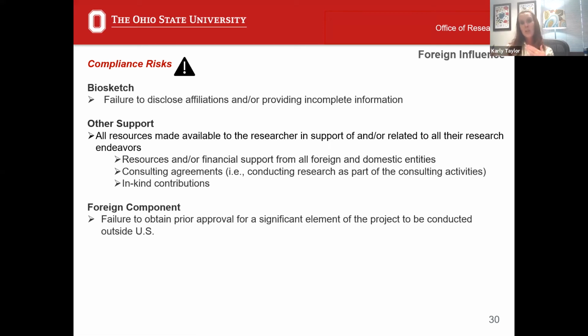And note, just because you have a conversation with a federal agency about doing work outside of the US, that doesn't mean it's approved. You have to get approval, written approval on this.